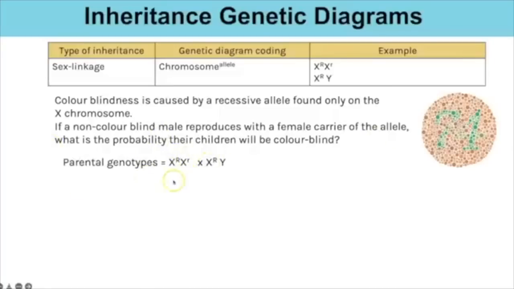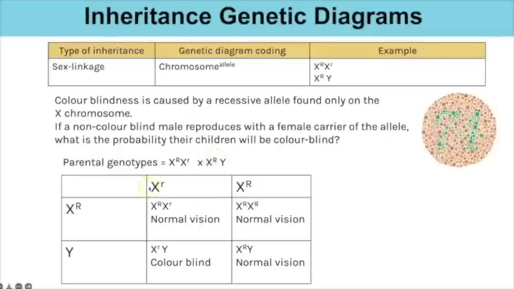So first of all, we need to work out the parents' genotypes. So the mother is a carrier, so that means they'll have one dominant allele and one of the recessive alleles that causes colour blindness. And then the male, XY, they do not have colour blindness, so that means they have to have just the dominant allele on their X chromosome.